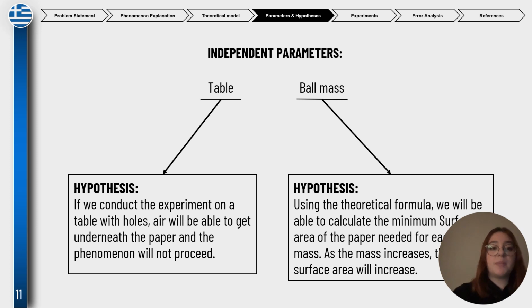So the hypothesis about the table is that if we conduct the experiment on a table with holes, air will be able to get underneath the paper and the phenomenon will not proceed. And the hypothesis about the ball mass is that using the theoretical formula, we will be able to calculate the minimum surface area of the paper needed for each mass. As the mass increases, the surface area will also increase.